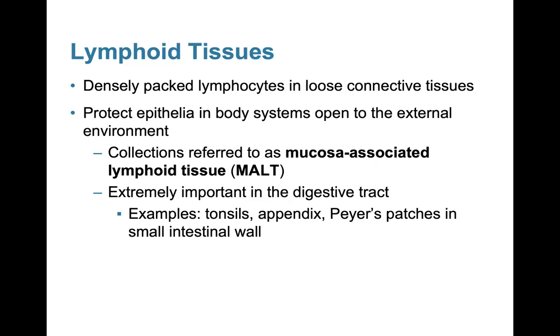So the lymphoid tissues are densely packed lymphocytes in loose connective tissues. They protect epithelia in body systems open to the external environment. Collections are referred to as mucosa-associated lymphoid tissue, or MALT. It is extremely important in the digestive tract. Examples include the tonsils, appendix, and Peyer's patches within the small intestinal wall.